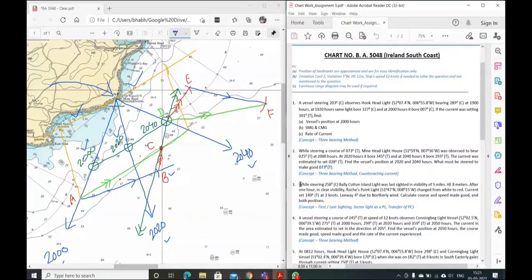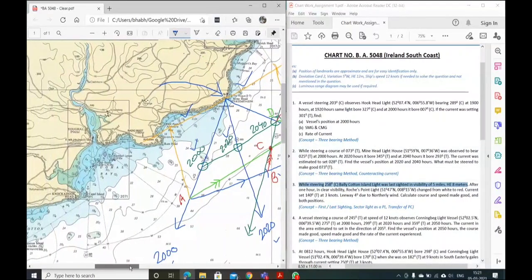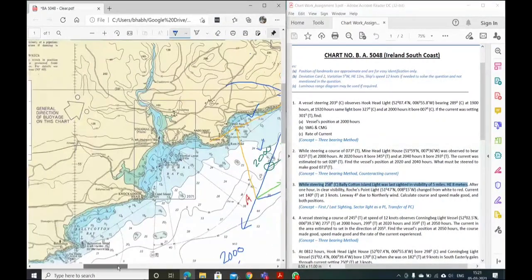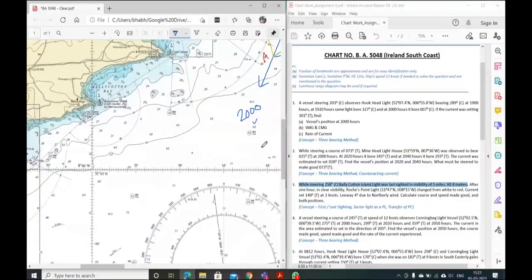While steering 258, Ballycotton Island Light was last sighted in visibility of 5 miles, height of eye 8 meters. So beta, can you tell me from this information, what can we obtain? GR. PLR, GR.